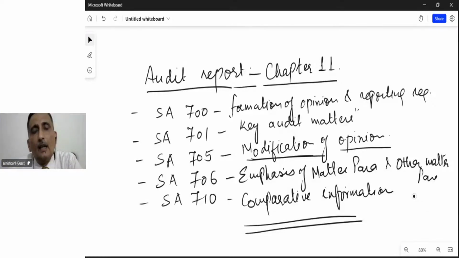Then now the audit evidence is in hand. Now he draws conclusions from this audit evidence. What does he do? He draws some conclusions.